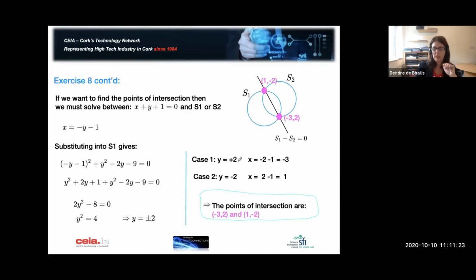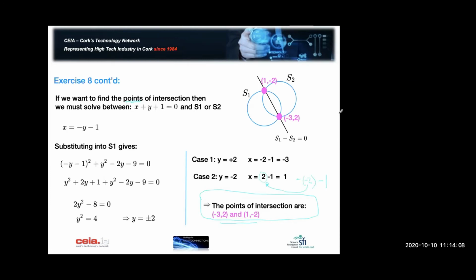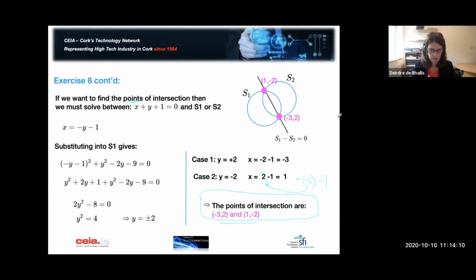Really, really important not to leave your answer like this, because there is definitely a mark going for stating the actual points in point format. If you're asked for a point in the question, you will be expected to give a point in the answer, not just this.